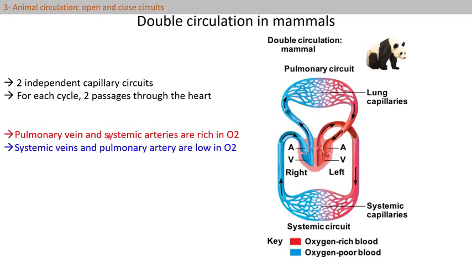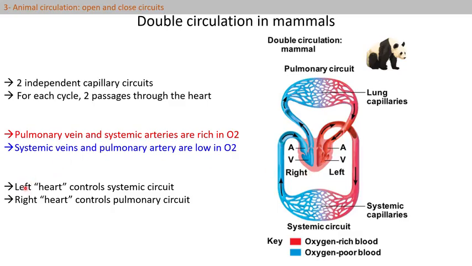So pulmonary vein and systemic arteries are rich in oxygen, and systemic veins and pulmonary arteries are low in oxygen, right? So make sure you do not mix and match that, and make sure you know veins and arteries, and where is the respiratory system, where is the rest of the body, and where are rich and poor oxygen levels. So the left heart in such a system controls the systemic circuit, that's what puts pressure here, and the right heart controls the pulmonary circuit.